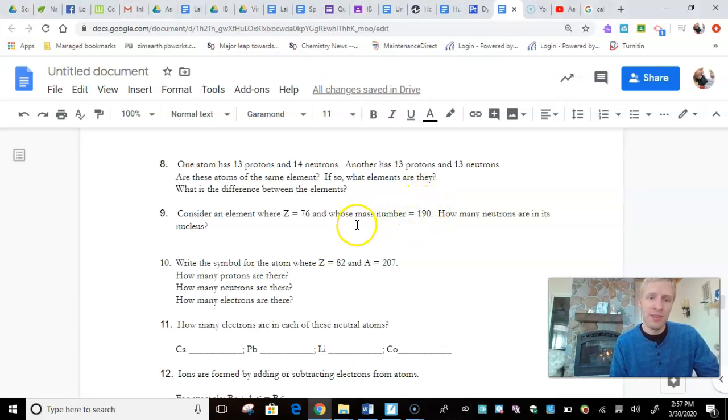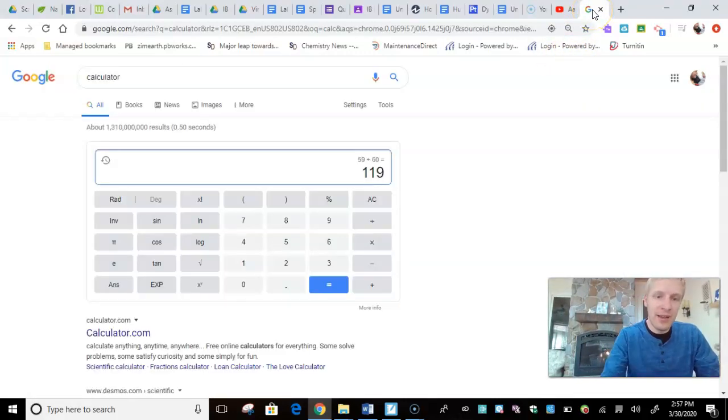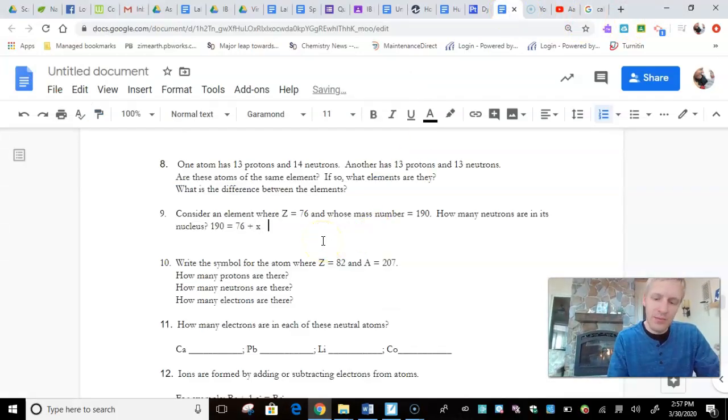We have the number of protons, 76, and we have the total sum of neutrons and protons, mass number of 190. So for this, what I would do is take 190, this is the sum of the protons and neutrons, equals 76 plus x, in which I would subtract 76 from both sides. So let's do that. We got 190 minus 76 is 114. So 114 would be the number of neutrons that we have.